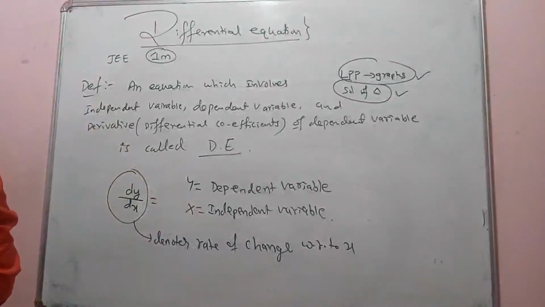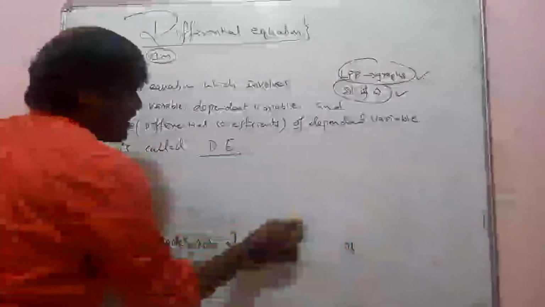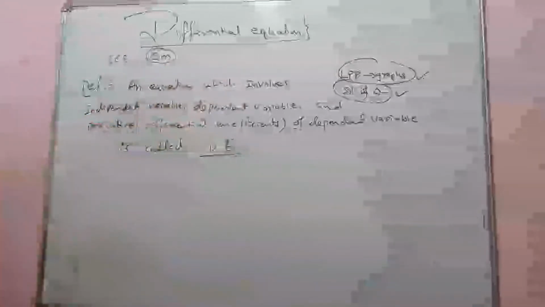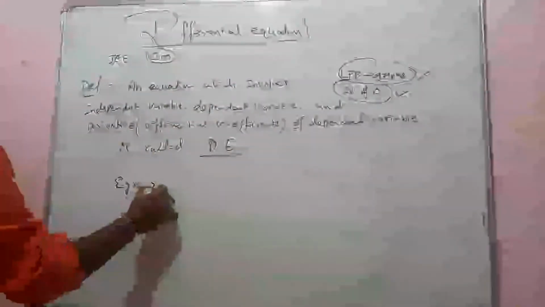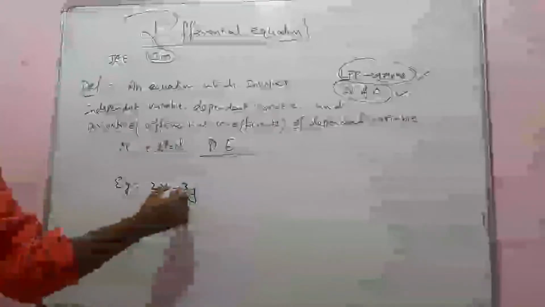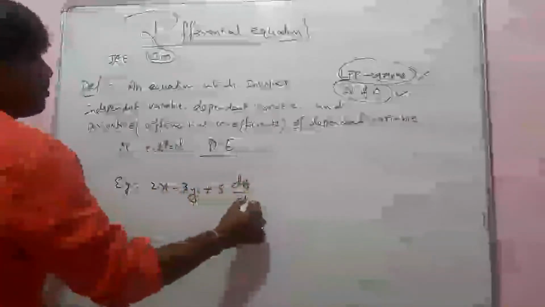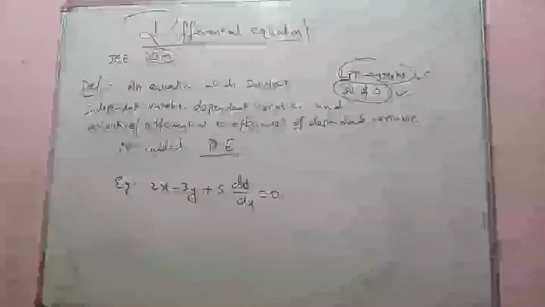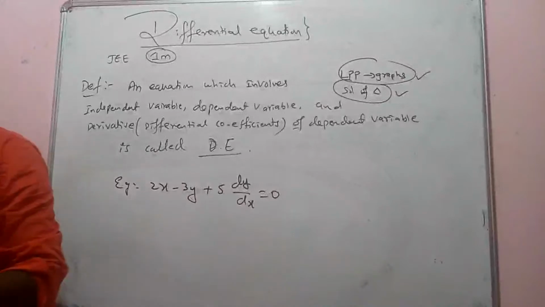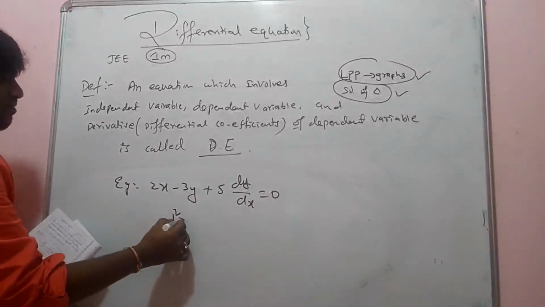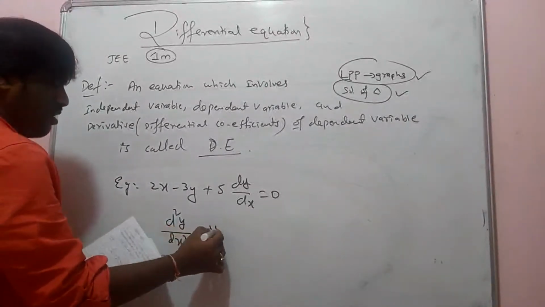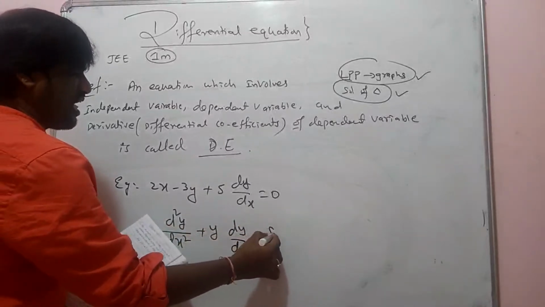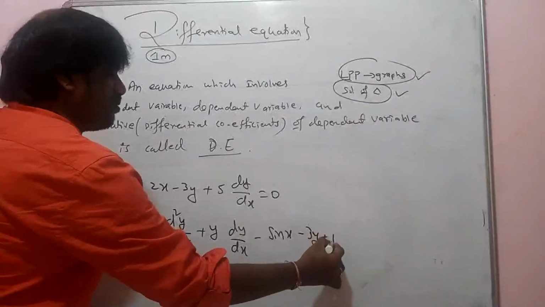Next, in other words, if I want to say it differently, I will give examples. Suppose you have 2x minus 3y plus 5 times dy by dx is equal to 0. Otherwise, you have d square y by dx square plus y times dy by dx minus sin x minus 3y plus 5 is equal to 0.